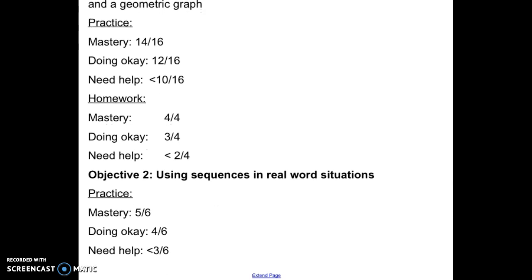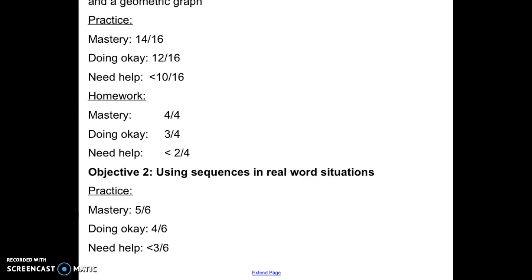And then objective 2 is using sequences in real-world situations, so technically word problems. That's supposed to say world. It says word. I just screwed up the saying of it too. Using sequences in real-world situations.